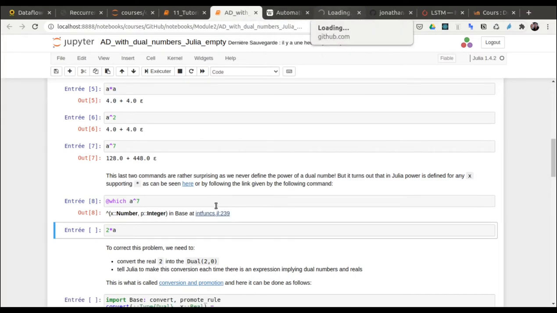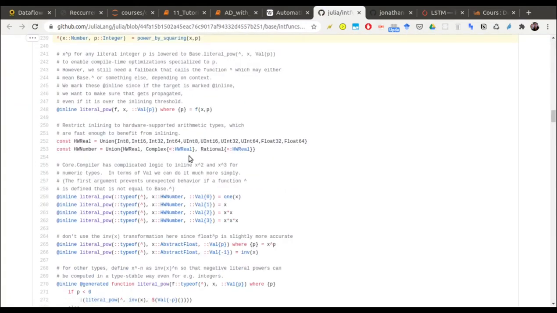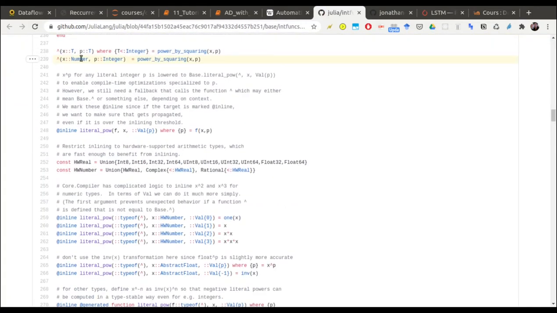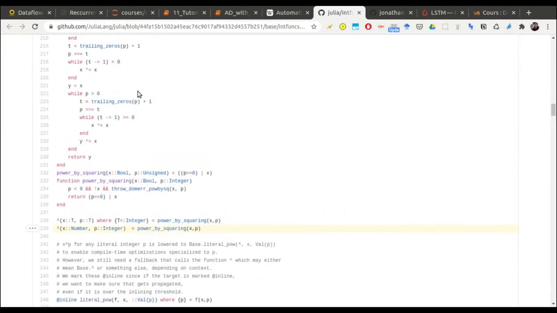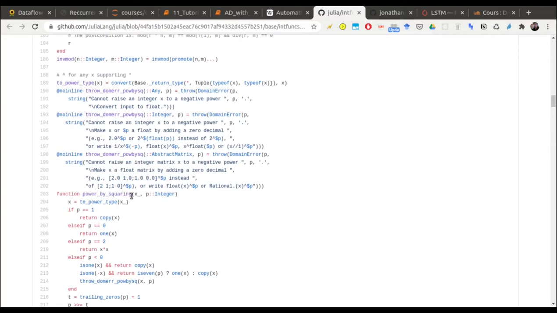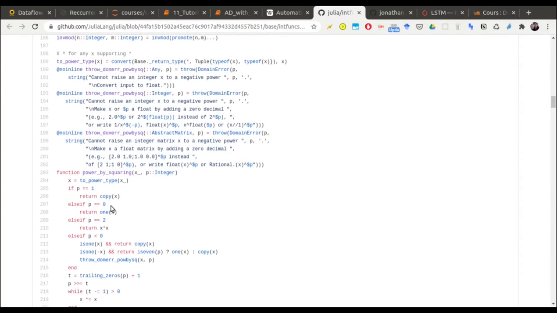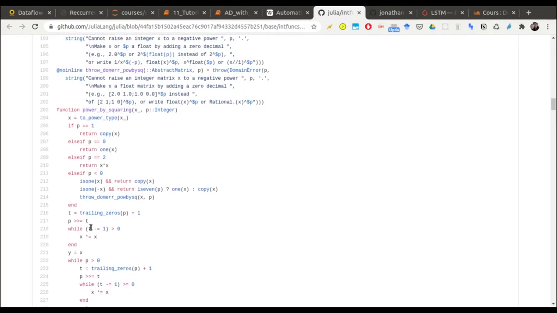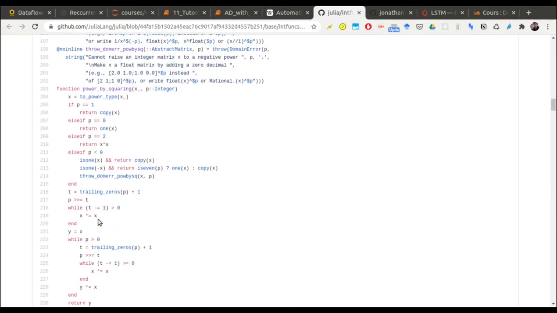And this will direct you to the source code of Julia. And so you see that for the power of a number by an integer, you need to apply power by squaring, and power by squaring is defined over there. And the important part here is that the only thing that is done is basically multiplying x by itself p times, okay?